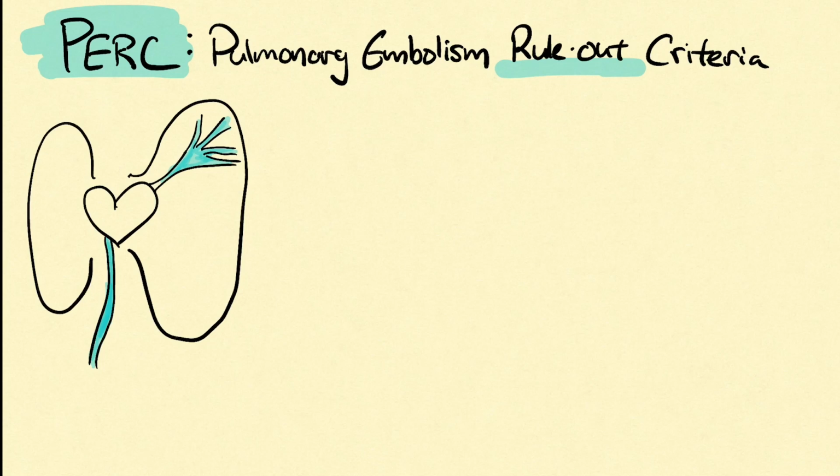Welcome to the PERC rule, also known as the Pulmonary Embolism Rule-Out Criteria. This is a clinical decision-making tool that, when used right, is incredibly powerful. But it's also something that I've seen misused quite a bit. So today we're going to go through what PEs are, how we diagnose them, how this rule was actually derived, the data behind it, and how to properly use it.